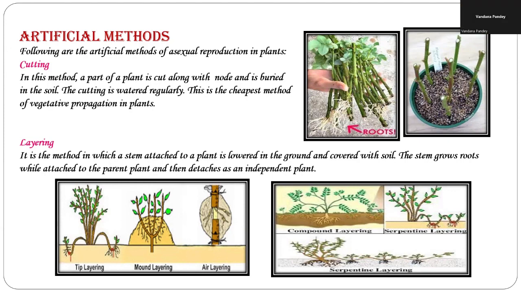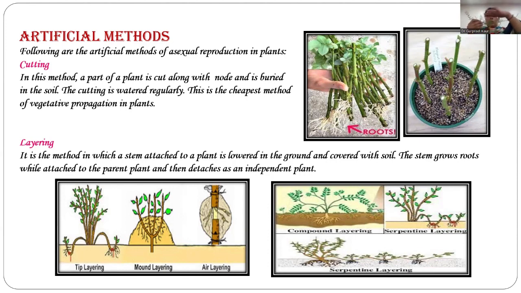If it is bent, see, it will again break. It will break. The bend cannot be given to this stem. So layering is carried out in plants which have a weak stem, that is jasmine plant.